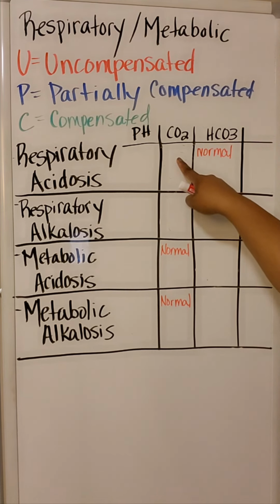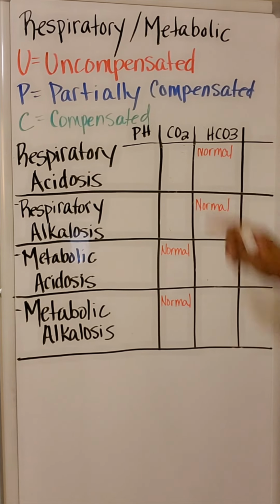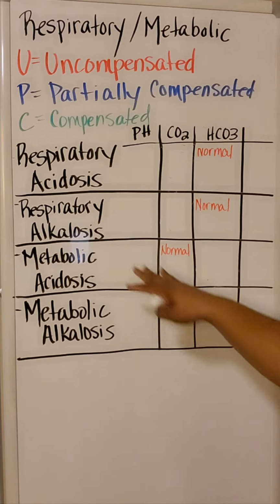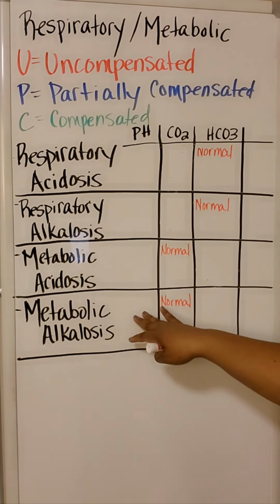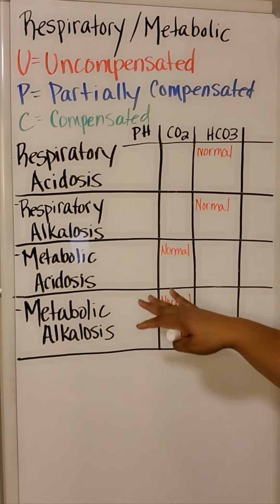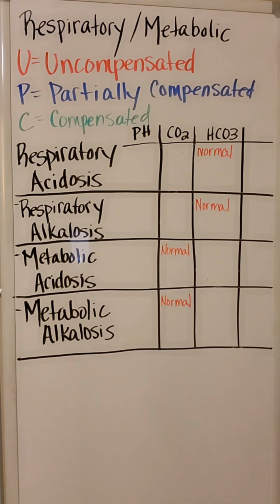If the CO2, again, is off, then we know that it is a respiratory state because typically your HCO3 is going to be normal if it's respiratory acidosis or alkalosis. On the flip side, if it is a metabolic condition, we know that our CO2 is going to be a normal value and it's going to again be our HCO3 that is off.